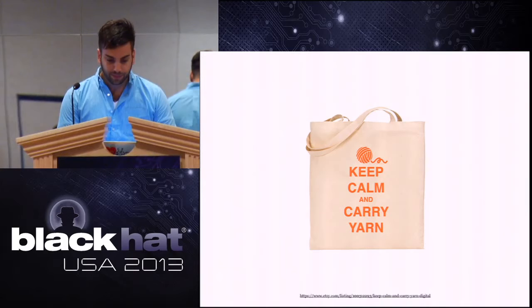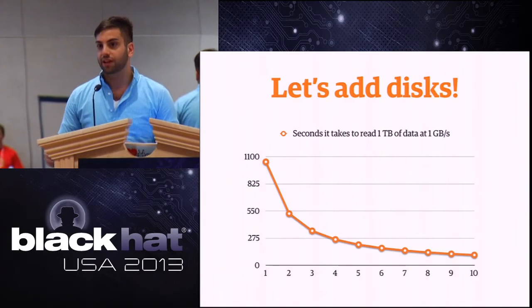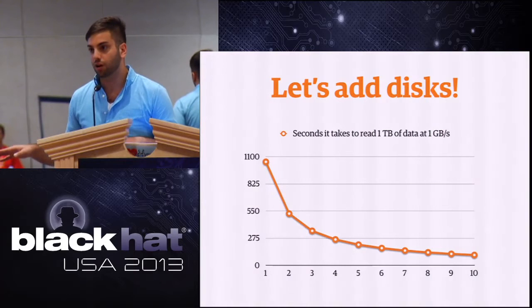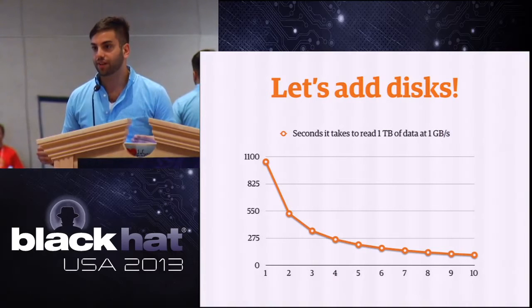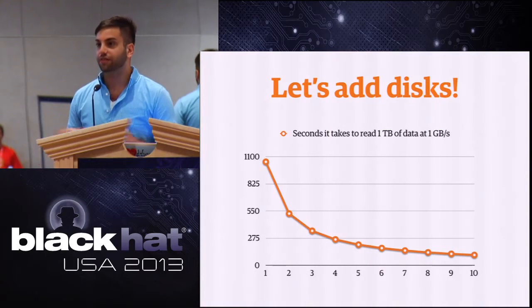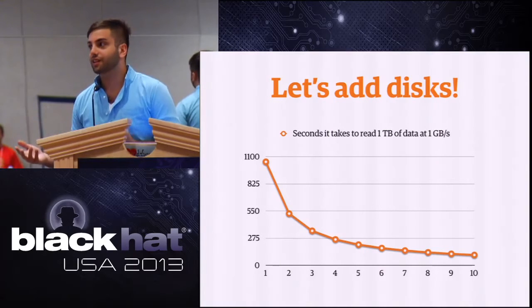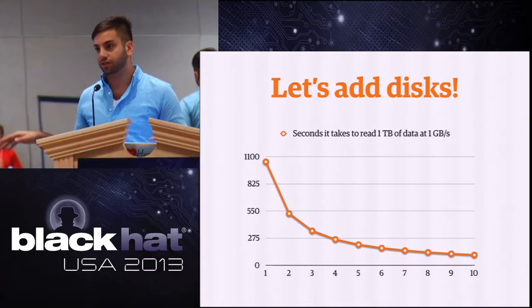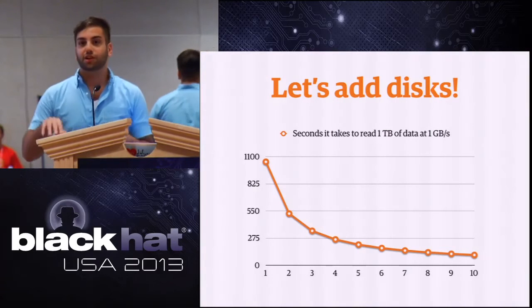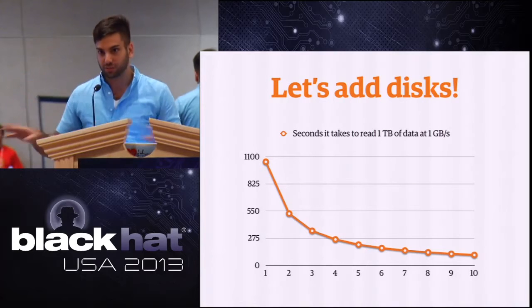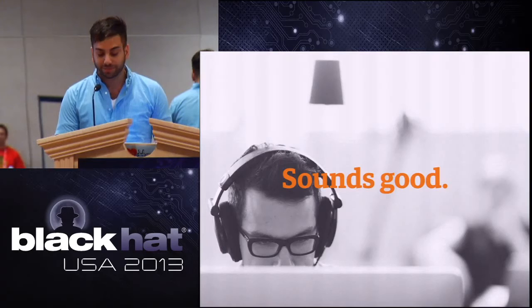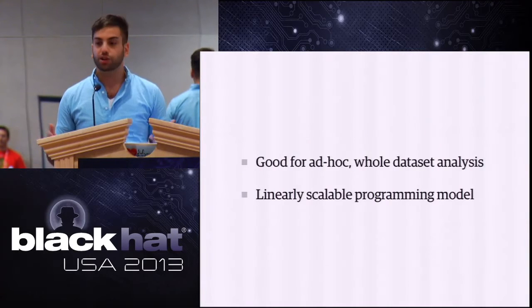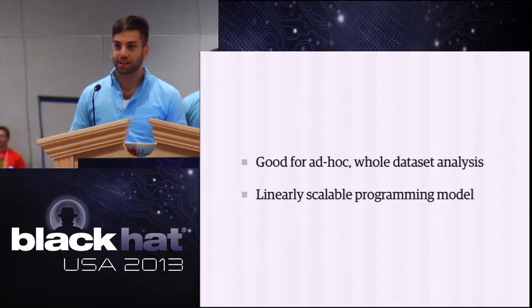And it takes n seconds to read it off of a hard drive. If you take that data and split it across 10 hard drives, and read it concurrently at the same time, you can read it 10 times faster. It's a linearly scalable programming model, so the more disks you add, the faster you can read all this data. So take 1 terabyte and split it across 10 1-terabyte drives, and now you can store 10 different sections across the array of disks. That sounds great. That's really cool. So Hadoop is really great for ad hoc whole data set analysis.